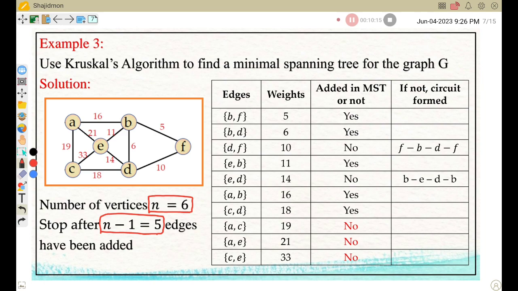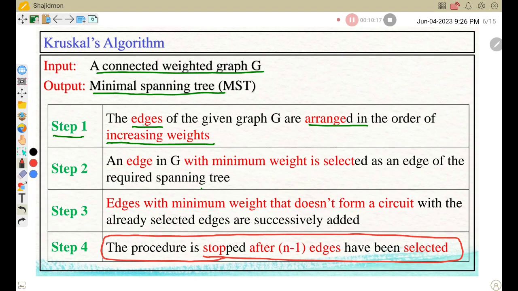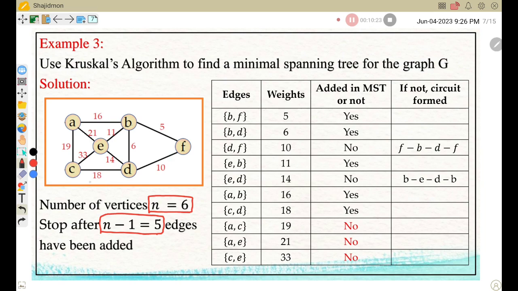Okay, anyway, we'll start. What is the first step we need to do? Arrange the edges of the graph in the order of increasing weight. So you can see the graph. What are the weights of each of the edges? The minimum is 5, starting with 5, then 6 is there. After 6, 10 is there, 11 is there.